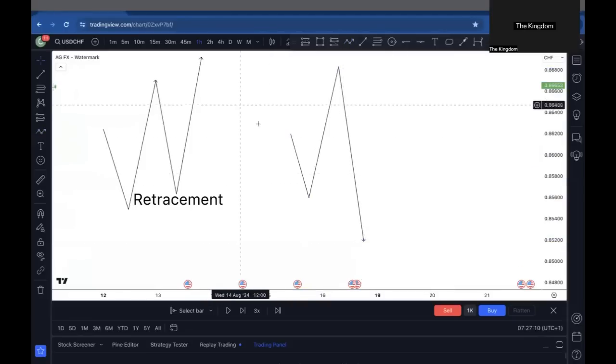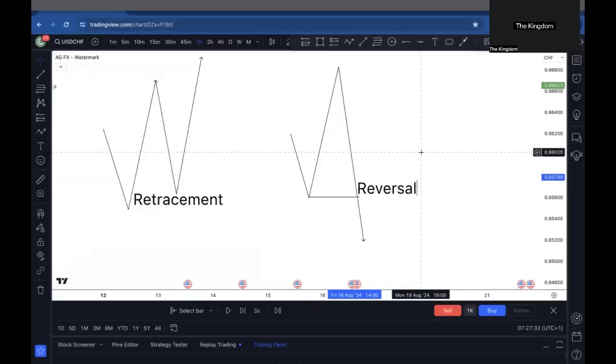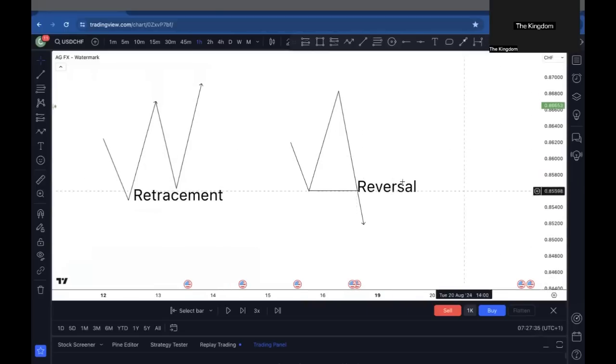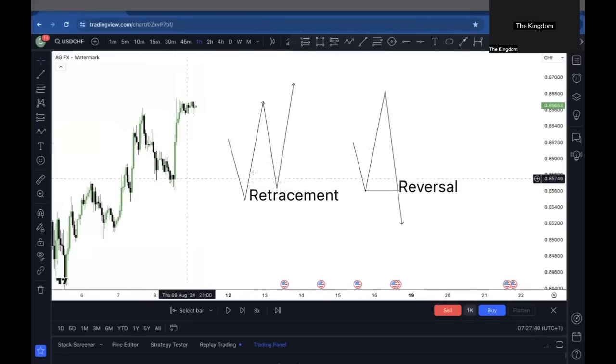But if price expanded and failed to respect this low here, this is no longer a retracement, but rather a reversal. I told you two things can happen: either price retraces or price reverses. So everything you've seen us doing using expansion up to this moment is known as what?